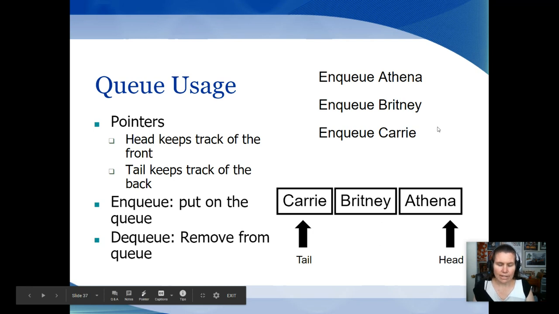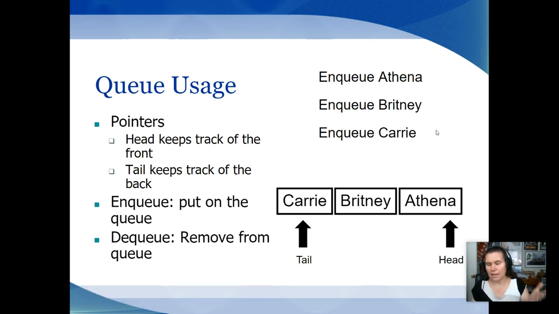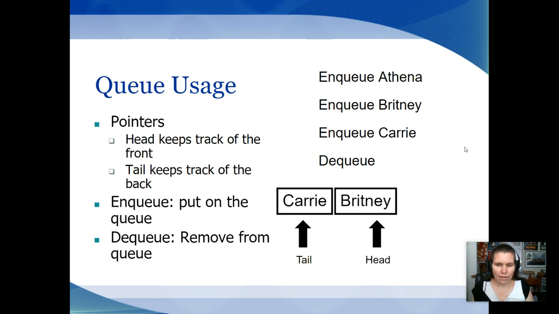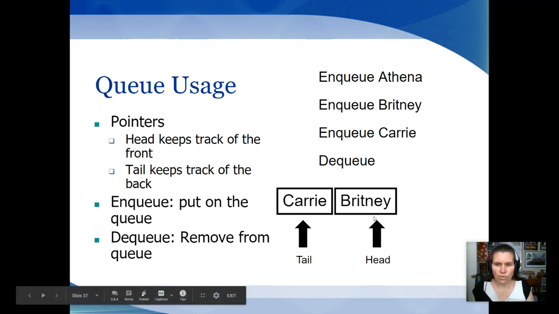Well, now it's time to take someone onto whatever ride, maybe it's the Matterhorn, I don't know, at Disneyland that you happen to be queuing for. Who's going to get to go on the ride? Well, it's the person at the front of the line. So if I call dequeue, that will take Athena off, and it will move our head to Brittany. Brittany is now at the front of the line.